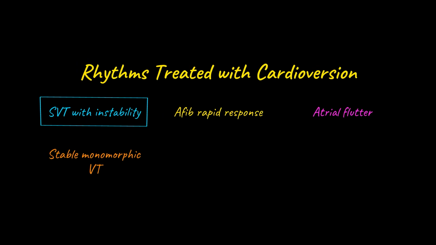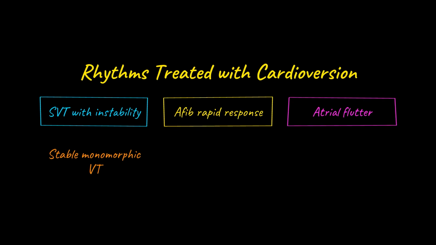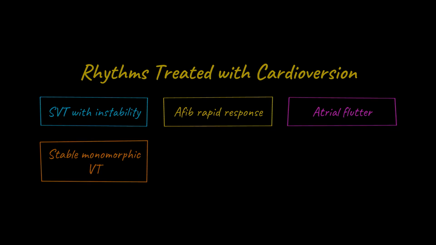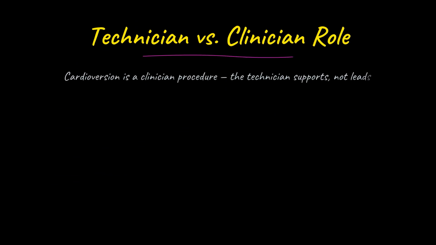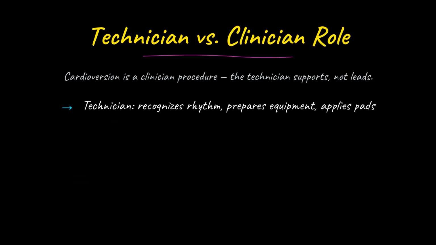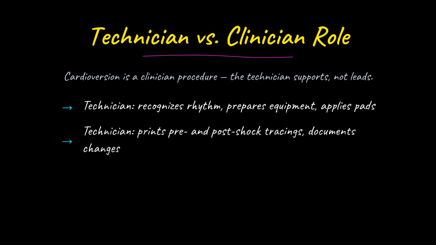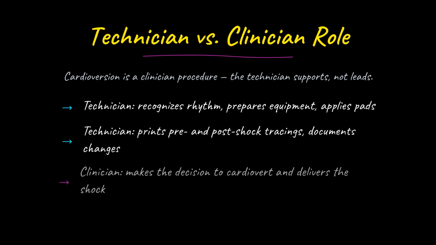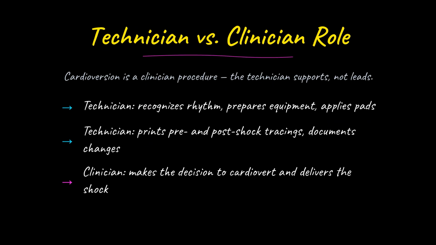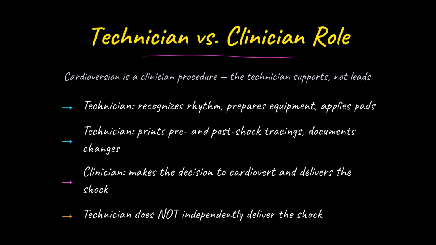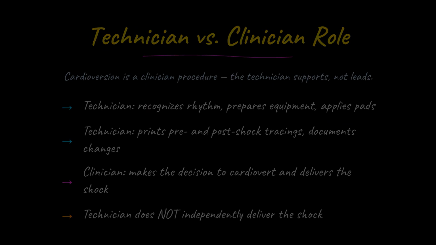Synchronized cardioversion is used for unstable but conscious patients with organized fast rhythms: supraventricular tachycardia, atrial fibrillation with rapid ventricular response, atrial flutter, and stable monomorphic ventricular tachycardia. These rhythms all have a discernible R wave to sync to. On the exam, scope of practice is heavily tested. The technician prepares the patient, applies pads, confirms the sync marker is on every R wave, and documents the tracings. The decision to cardiovert and the act of delivering the shock belong entirely to the clinician.